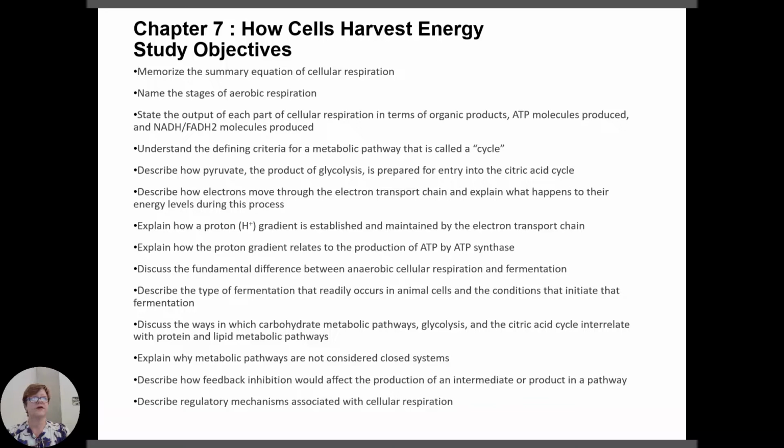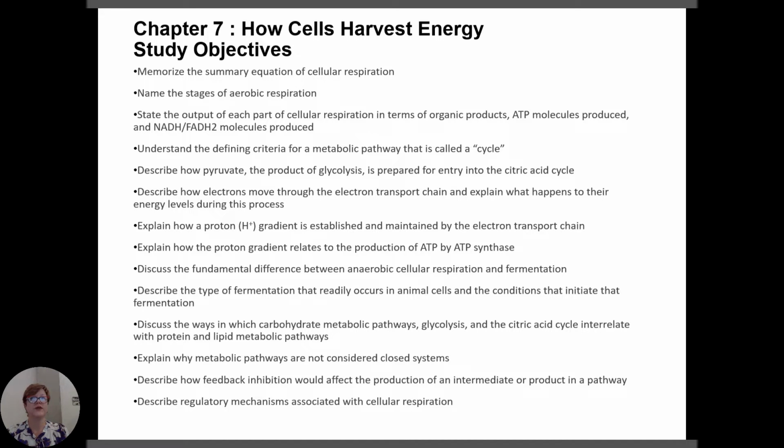We have on the screen the study objectives from Chapter 7. Today I'm going to probably go over, in two lecture segments because this software records 15 minutes at a time, very likely the first five of these study objectives. So this is what we're focusing on.